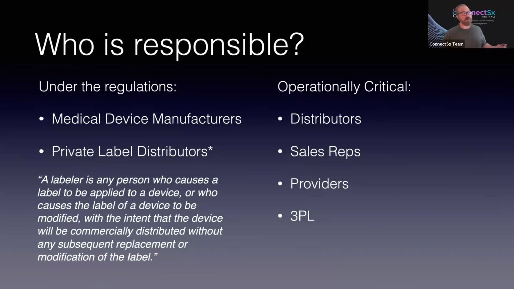So people who are involved, and we'll say maybe they're not responsible but they're operationally critical, and they probably will be held responsible if they aren't already by their manufacturer, would be distributors, sales reps, 3PLs if they're handling the inventory and shipping it, but then also providers, because this device identifier, or UDI, is meant to make it all the way to the point of use and be recorded in the patient record. So that means the hospital actually needs to collect it. They need to care about it. Certainly they need to know about it.